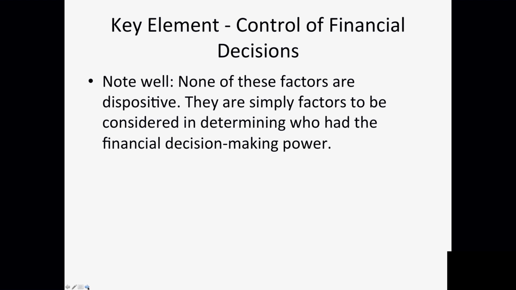Now, none of these factors is dispositive, meaning if one of them is met, it doesn't automatically mean that the person is a responsible person. It's kind of like a balancing test where the court is going to do a thorough analysis to see how many of those factors are met.